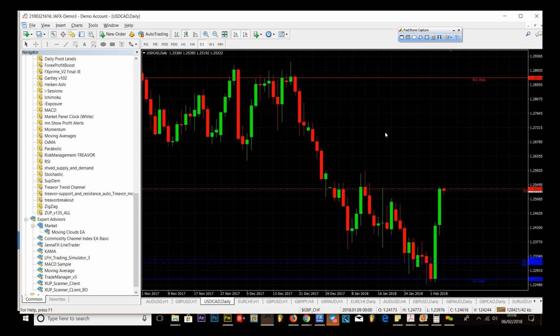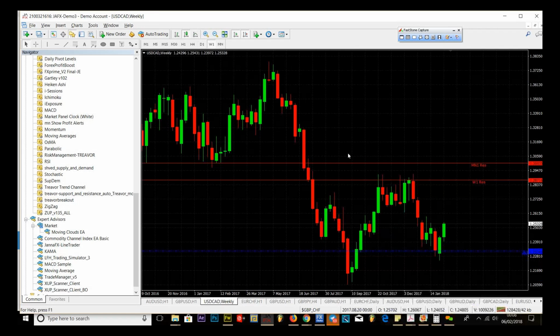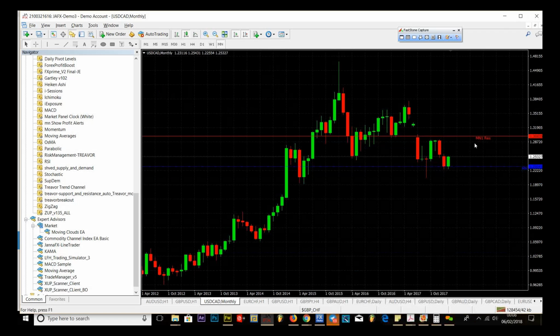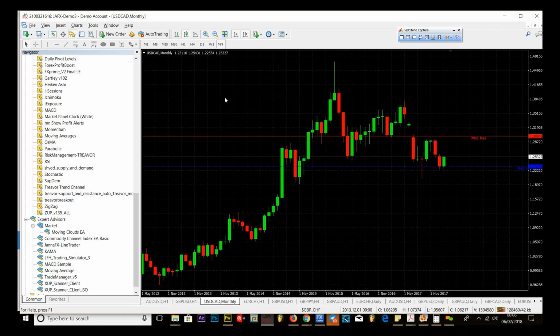If you go to the weekly, this is the weekly resistance. That's your weekly support here as well, and your monthly support. If you go to the monthly as well, it identifies your monthly resistance and your monthly support. So it's very dynamic. It's a very, very powerful tool. I have two of it, but I really like this one better because it gives you this time frame, which is what you need.